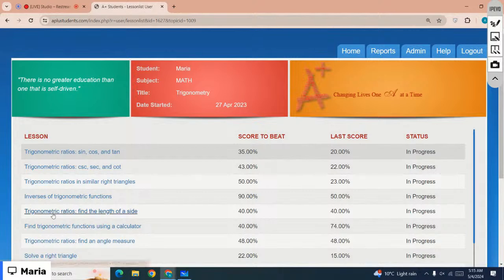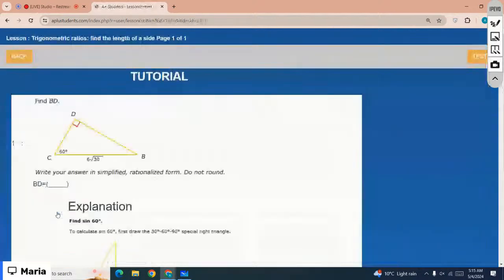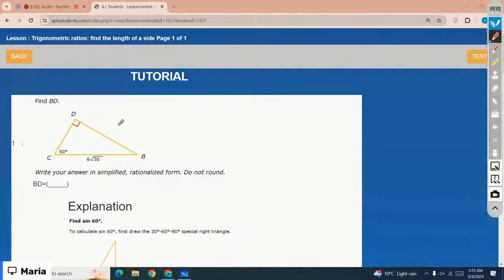Okay, so you are given a triangle, the angle and a side length, and you have to find the missing side length, right? So just look at this triangle. You need to find BD. You need to calculate the length of this side, right? So you can use the angle.